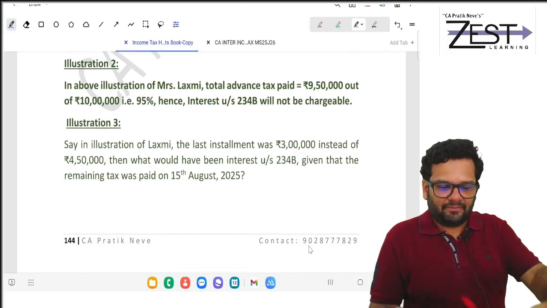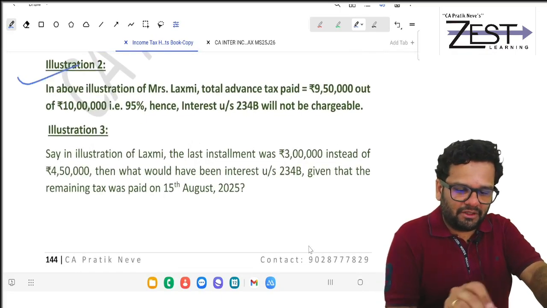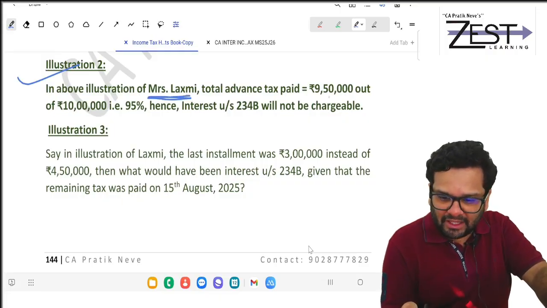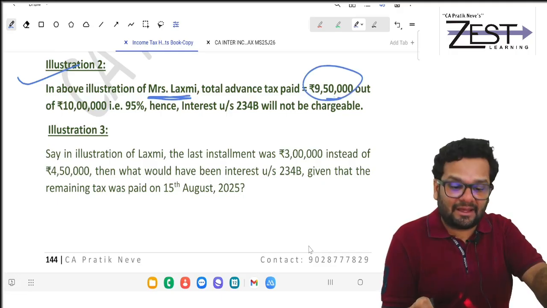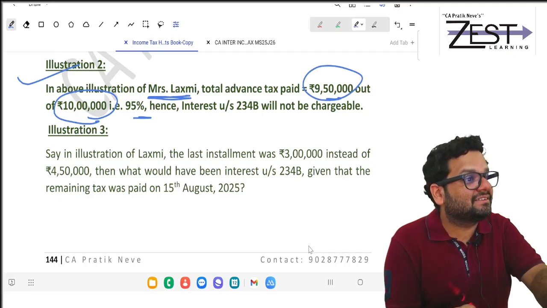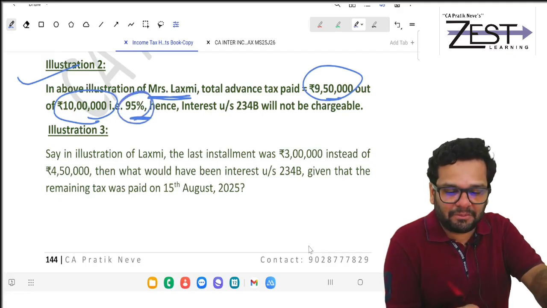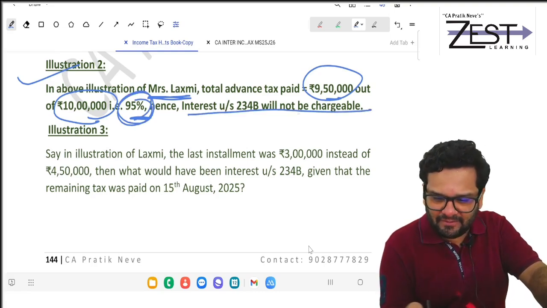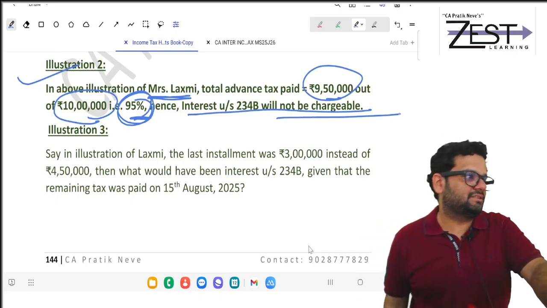So see, in the above ILU, just observe, leave it. In the above ILU, Mrs. Lakshmi's total advance tax paid is 9,50,000 out of 10 lakhs. That is 95%, means at least 90%. So interest will not be charged.